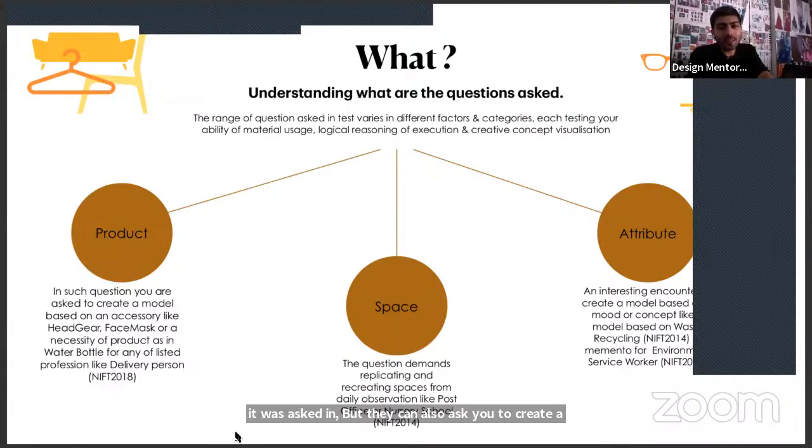When it comes to space, the question demands replicating and recreating spaces from daily observation, like post office or a nursery school, as it was asked in NIFT 2014.